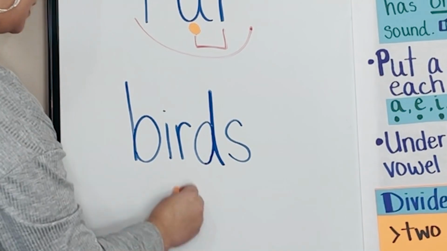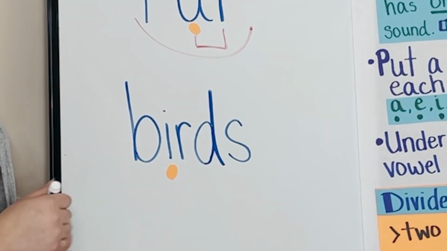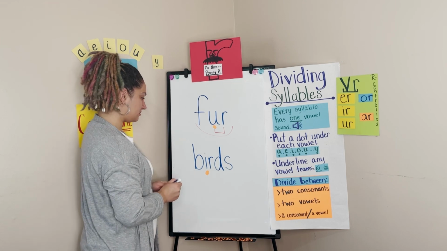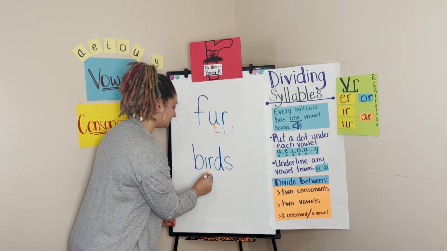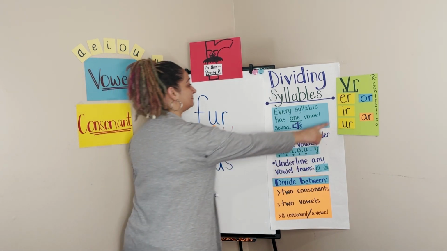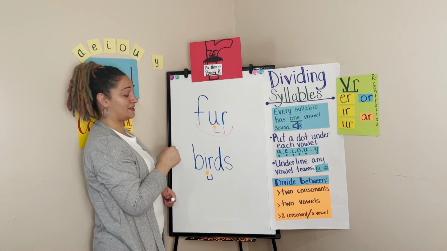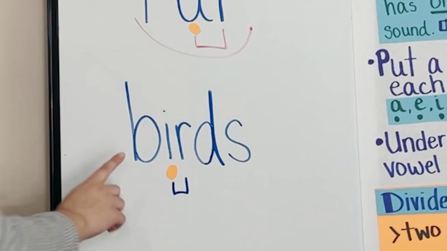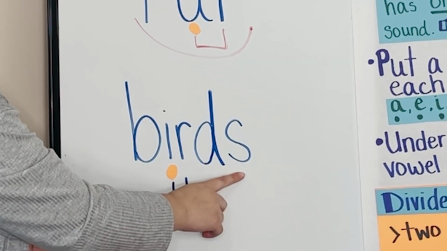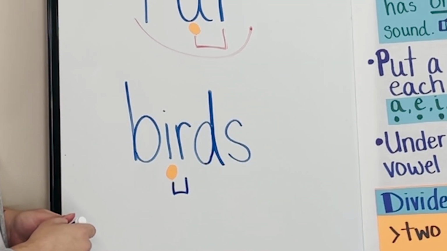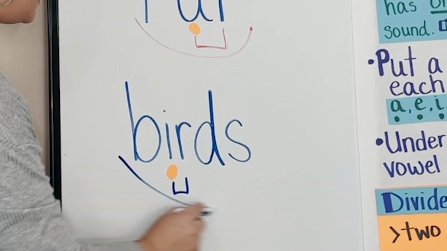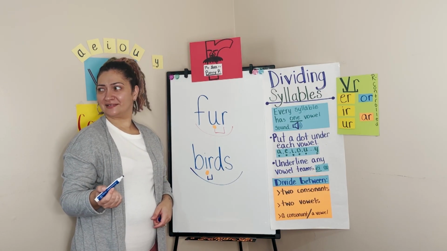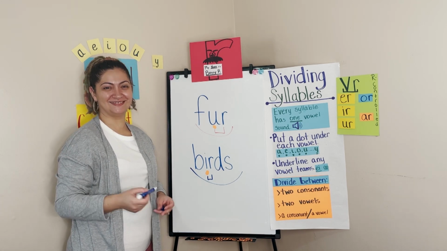All right, let's try another word. I'm going to start by putting a dot under the vowel. I'm going to look for our pattern, vowel with an R right after it in the word. I see it. IR. Remember, all three of these make that sound. IR is going to make that sound. See if we can figure this word out. Birds. Birds. Can you look out your window right now and see some birds? I think I hear some chirping.